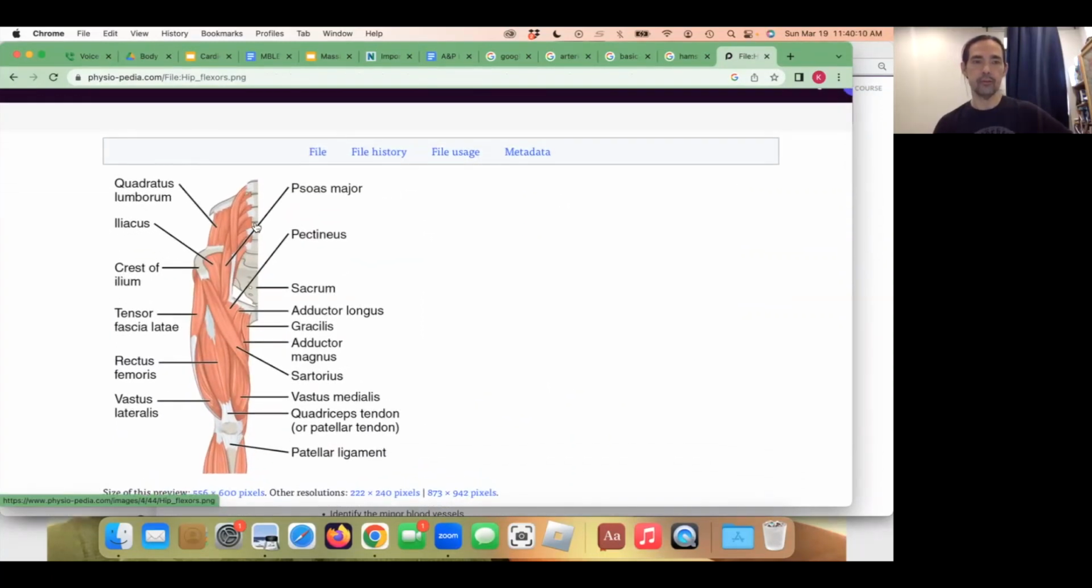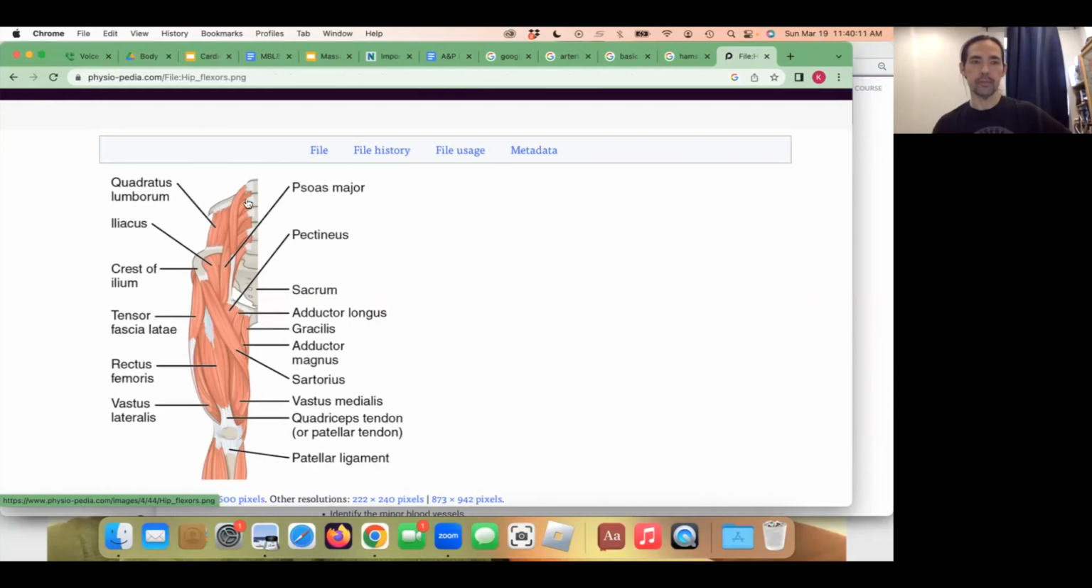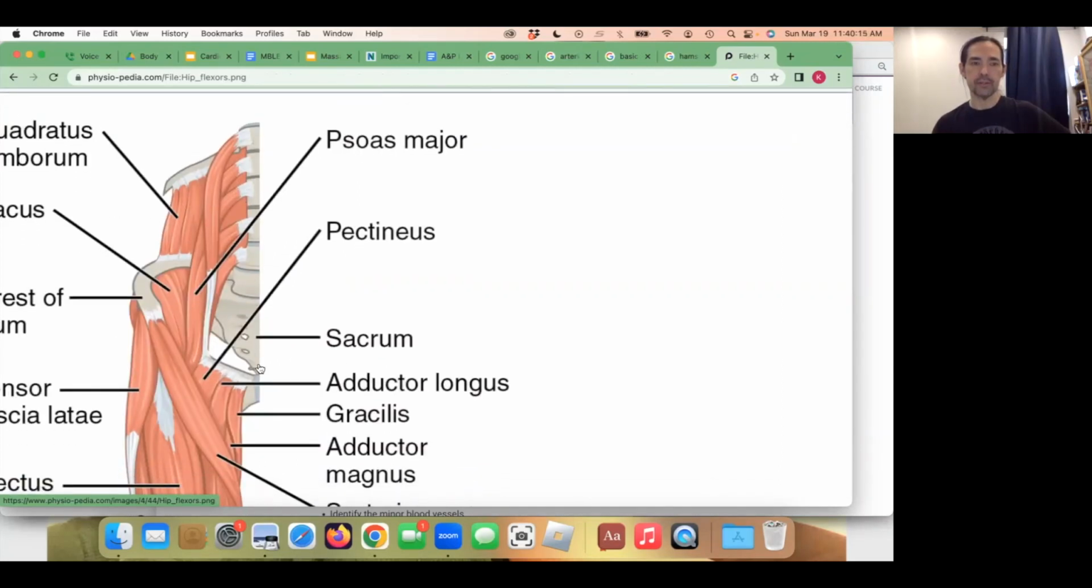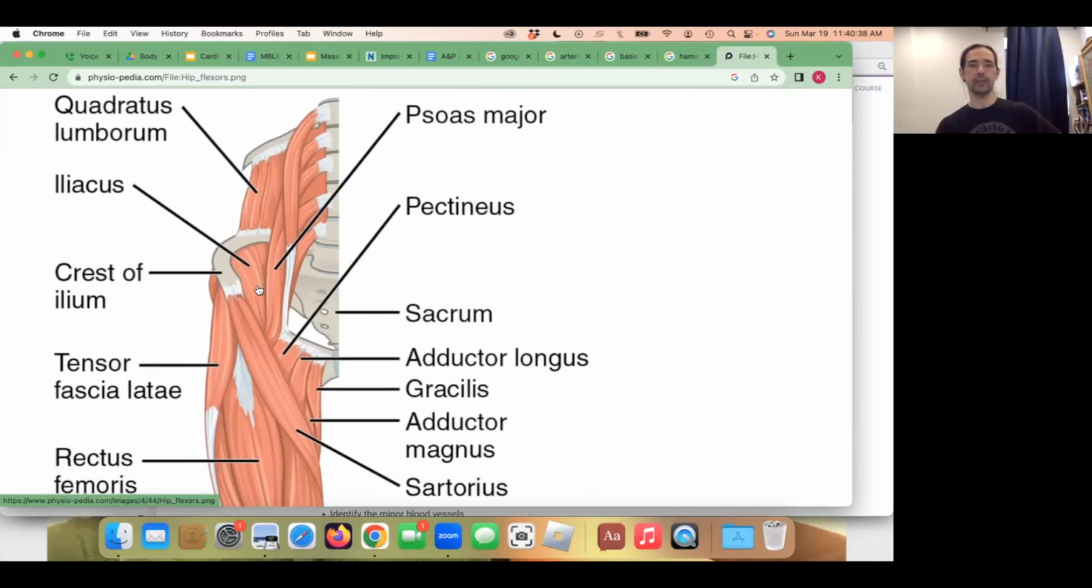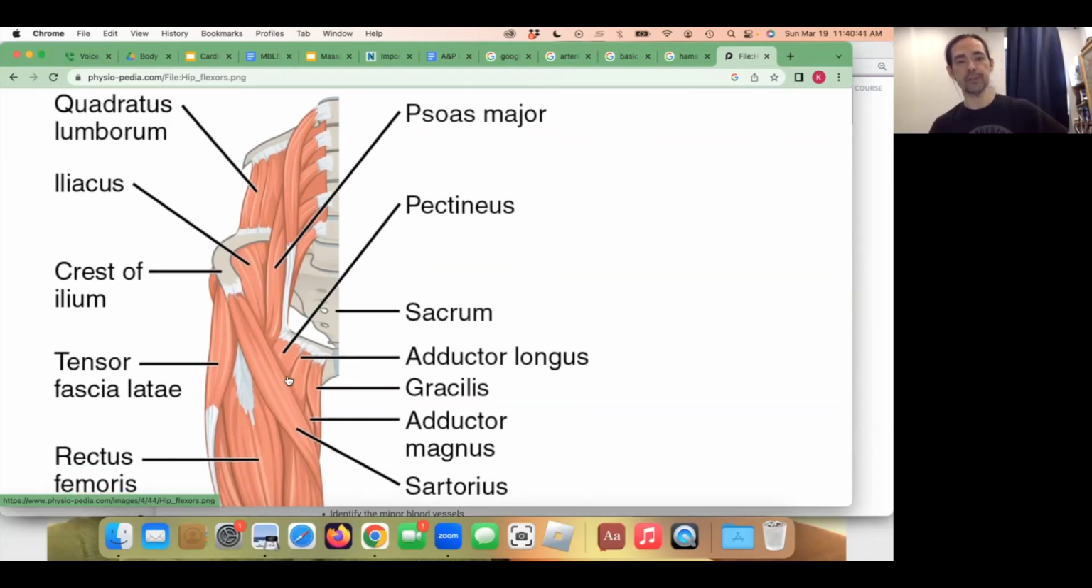So here you have the spine. Here's the sacrum. Here's our friend the sacrum. So this cut here must be right down the midline. Here's the floating rib, 12th rib. And here's the ilium, crest of the ilium, right? Iliacus is the name of the muscle on the inside of the ilium. They don't show the attachment, but the insertion is on the femur down here.